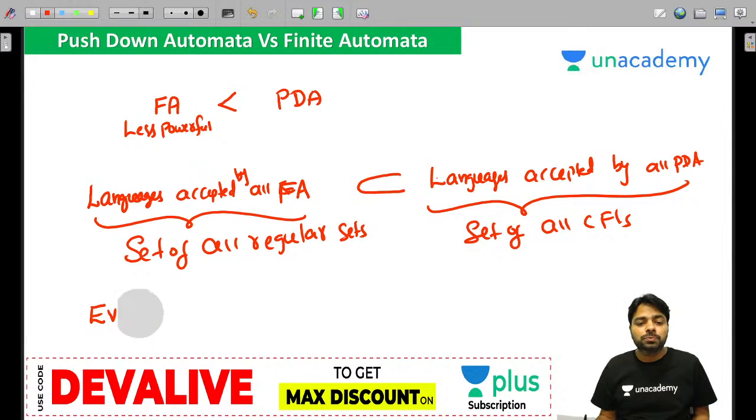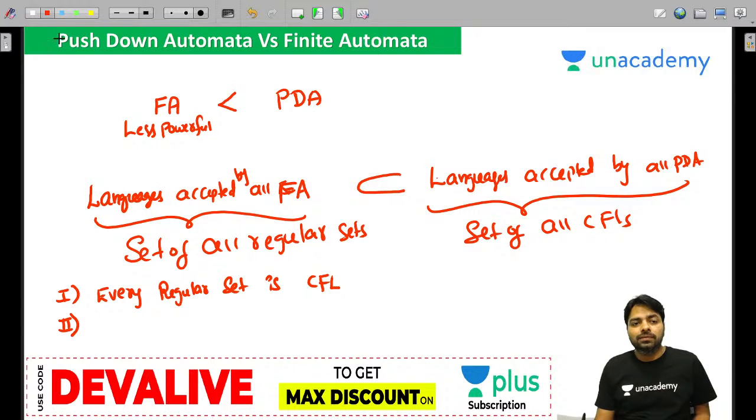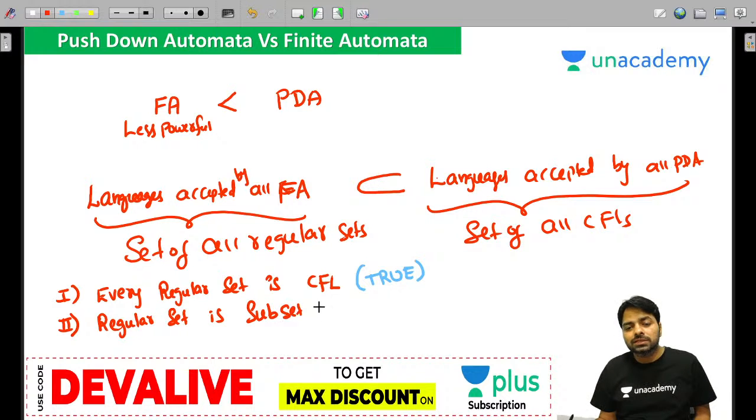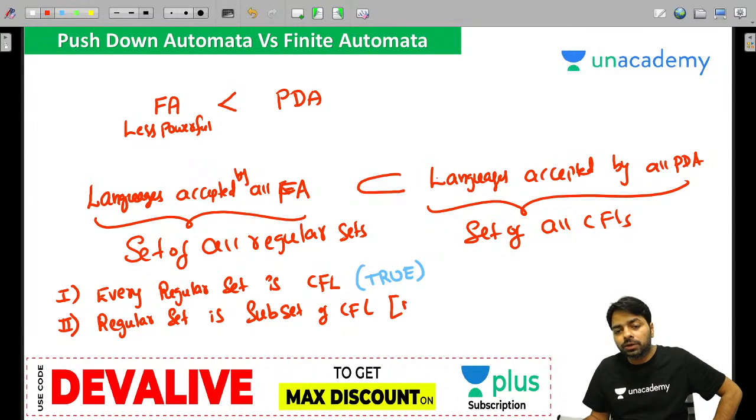Note 1, the first point, I will write three things here. First point, every regular set is a context-free set. This is true. And second point, if anybody says regular set is a subset of CFL, say it is false. May or may not be. Remember that it depends on what language you are talking about. May or may not be, need not be, only sometimes, depends on the language.